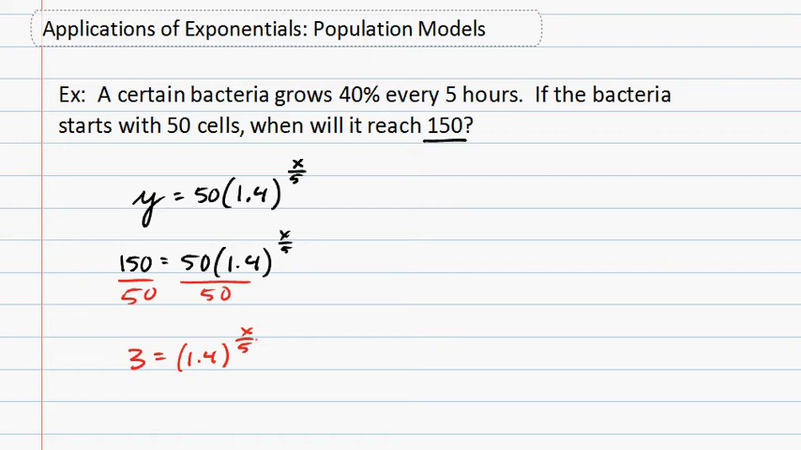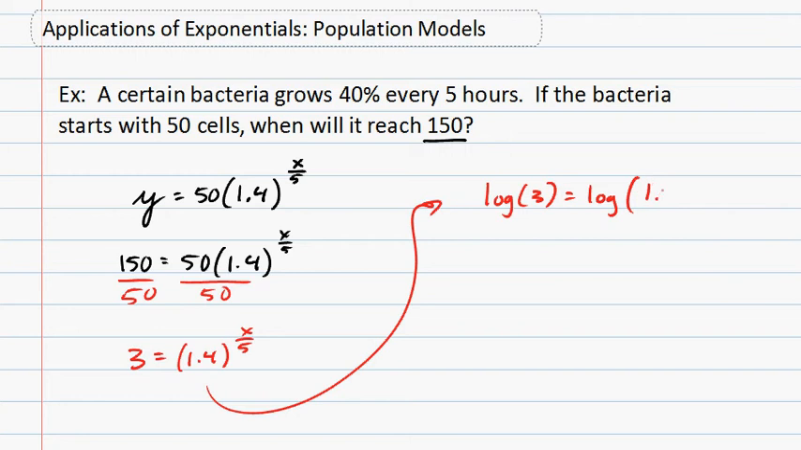Now at this point we would normally get stuck. But what we can do now is we can actually log both sides, kind of like if you square rooted both sides. So let me write it here. The log of 3 equals the log of 1.4 to the x over 5 power. And then we get to use one of our log rules, because this exponent can be thrown to the front. So this will be log of 3 equals x over 5 out front times the log of 1.4.